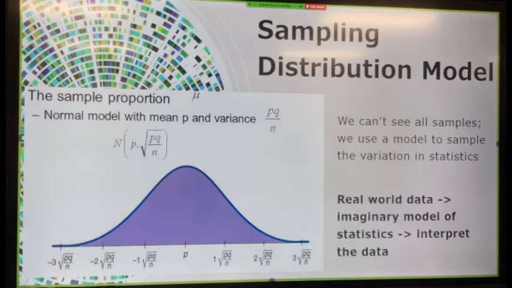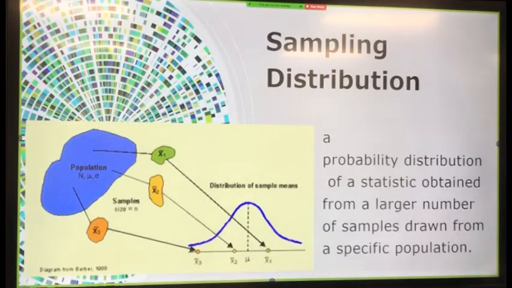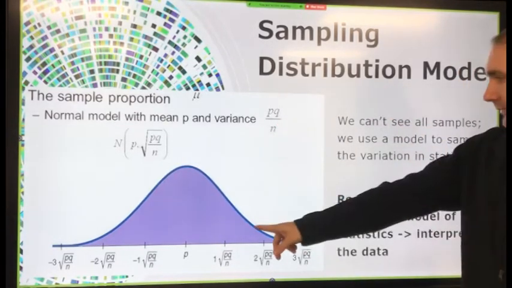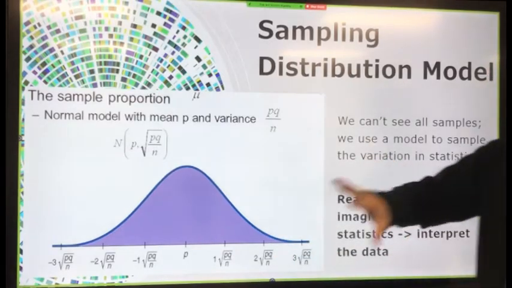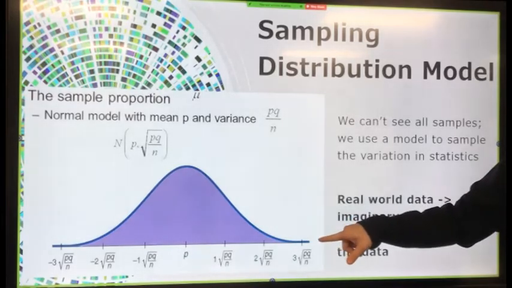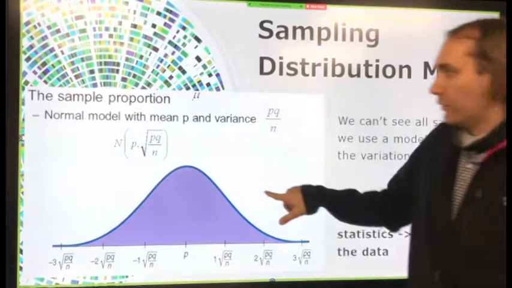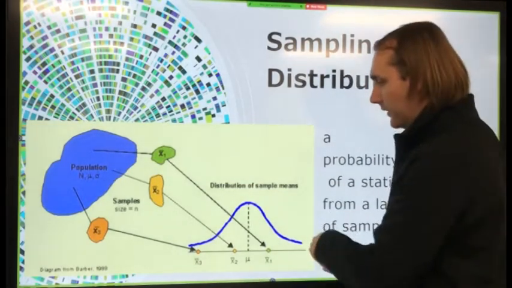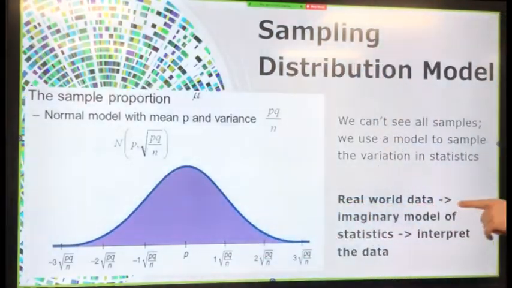The sampling distribution model is we can't see all samples, right? We can't look at everything. We can't get surveys from everybody. So we're going to use a model to sample the variation in statistics. So we're taking real-world data, turning it into an imaginary model of statistics, and then we're going to use this to interpret the data in terms of the real world. Kind of makes sense? Taking the real world, taking parts of it, turning it into a model, and interpreting that model in terms of the real world.